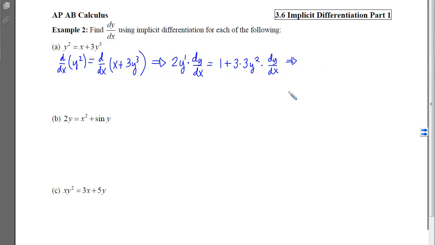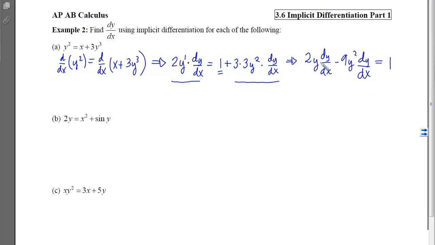If I look here next, my goal is to find dy/dx, and I can see that it's showing up 2 times. So in order to get it isolated, I need to get them together. In order to get them together, I'm going to collect the things that have dy/dx's on one side of the equation, and the things that don't have dy/dx's will stay on the other. So I'll move this whole term to the other side. I'll get a 2y dy/dx minus a 9y squared dy/dx. And on the right-hand side, I still have that 1.